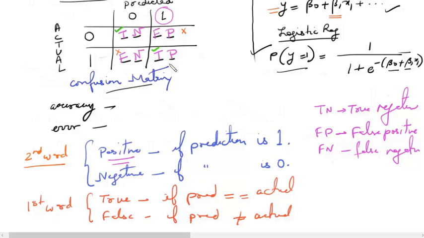And finally, this parameter where the actual value is 1 and we predict a 1 is called true positive. So this is a true positive.